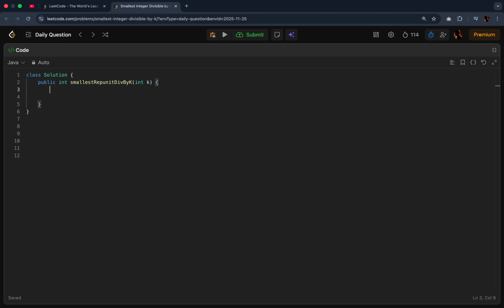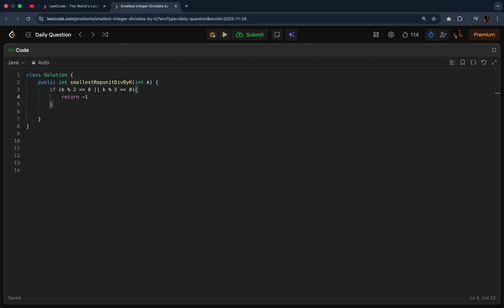So let's do it. I hope you guys are able to hear me clearly. So if k mod 2, basically if we are finding the remainder, and k mod 5, if either of them is equal to 0, then we are going to return -1.